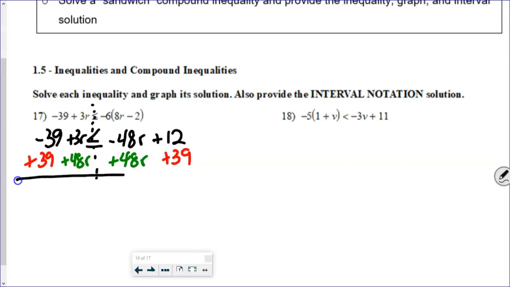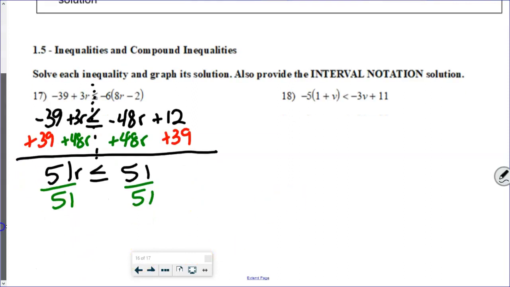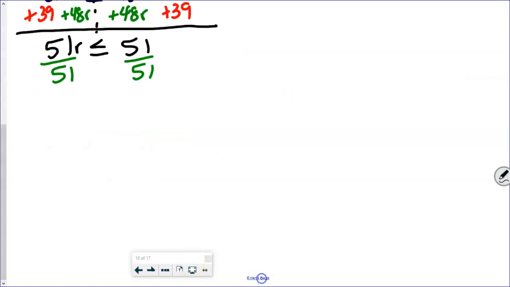And I wrote really sloppy. I'm so sorry. So right now you have 51r is less than or equal to, oh, look at that, 51. So dividing both sides by 51. You don't have to flip your sign in this case because your coefficient that you're dividing by is not negative. And you're going to get r is less than or equal to 1.